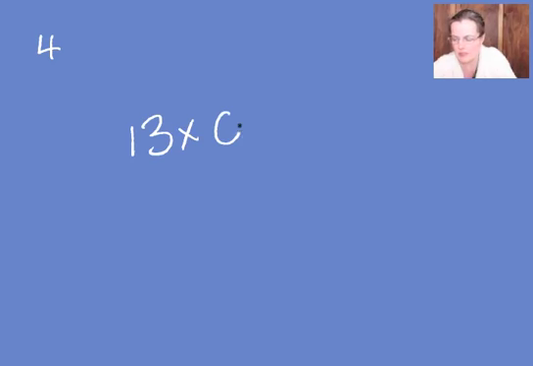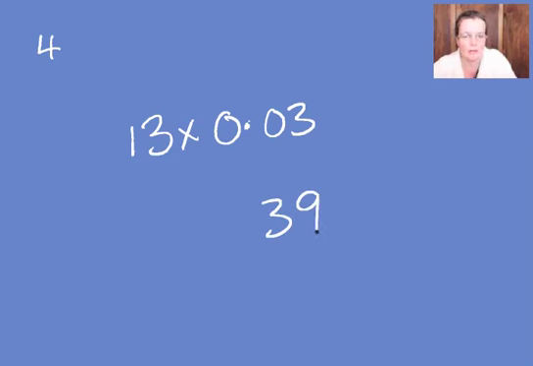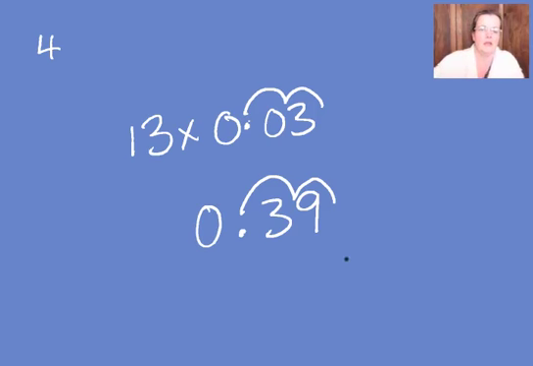13 times 0.03. So 13 times 3 is 39. How many numbers after the decimal point? 1, 2. So we bounce it in 1, 2. 0.39. Let's have a look at number 4.